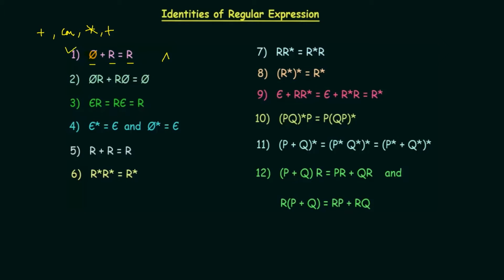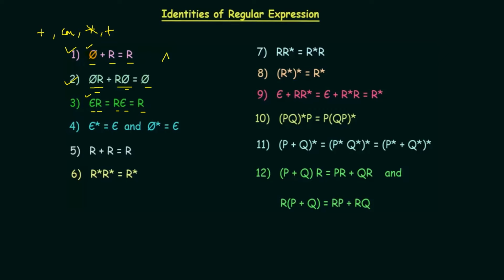The next one says that phi r plus r phi equals phi. That means the concatenation of a null set and a regular expression is phi, and the vice versa is also true, and ultimately the union of these two phi's is going to lead to phi. Epsilon r is equal to r epsilon, and r. You have to remember that phi means a set of null and epsilon means only a single null.